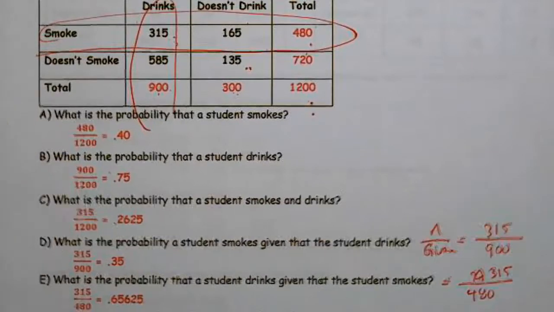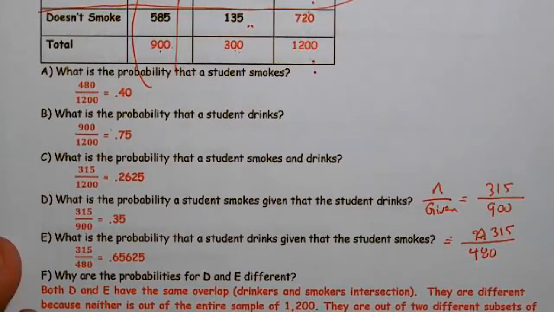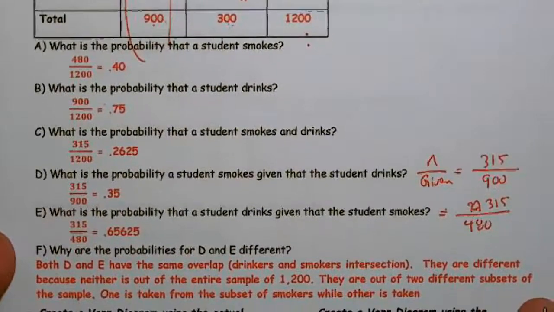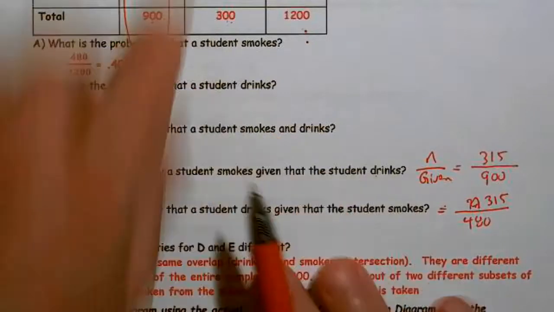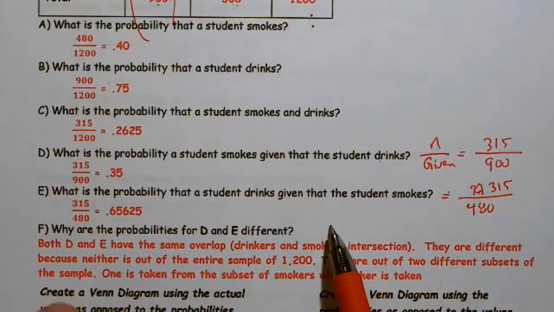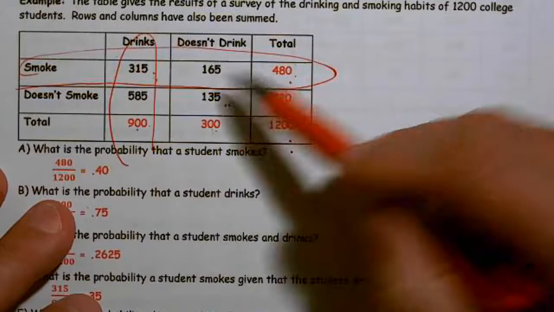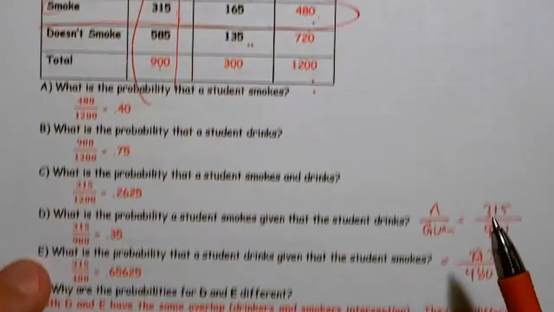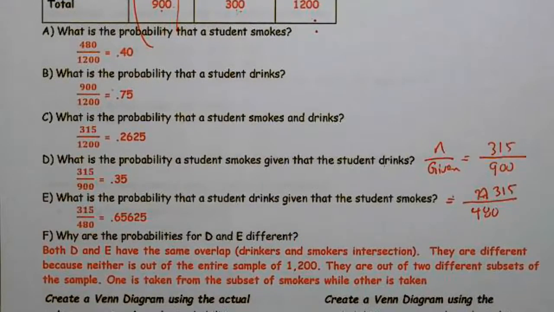The next question says, why are the probabilities different for D and E? And the simple answer is D was out of the group of drinkers, and we had 900 drinkers, and only 315 of that 900 smoked. When we got to the other one, we said, okay, we have 480 smokers, and of that 480, 315 drink. So we're taking it out of two different groups, and because we're looking at two different subsets, we have different probabilities.